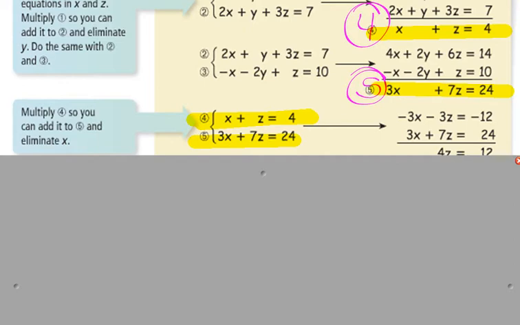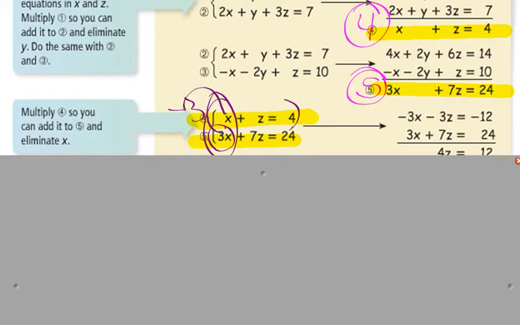Someone says, how do you know what to eliminate? It doesn't matter. Just do what looks easiest for you. In the end, if your math is correct, you'll have the same answer. Now the book chose to alter equation 4 and to get rid of the x. So to do that, what do I need to add with 3x to get 0? A negative 3x. So that means I have to multiply the top line by 3, negative 3.